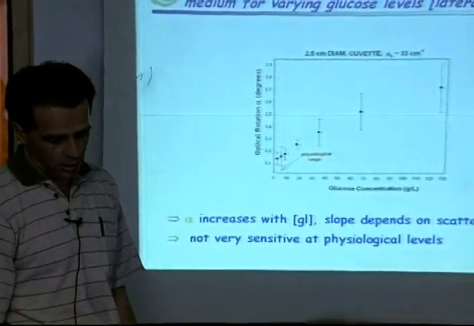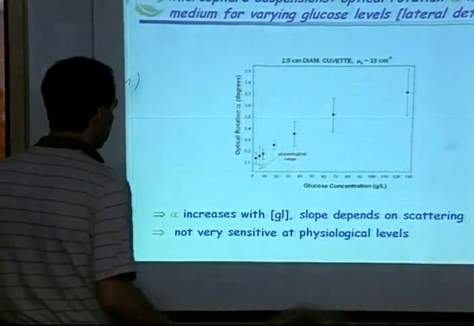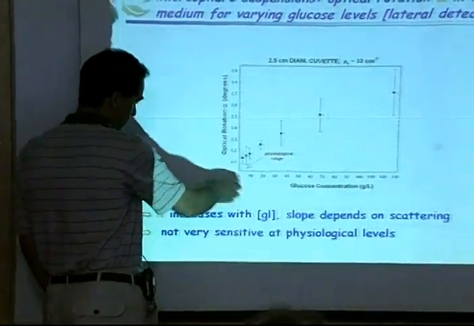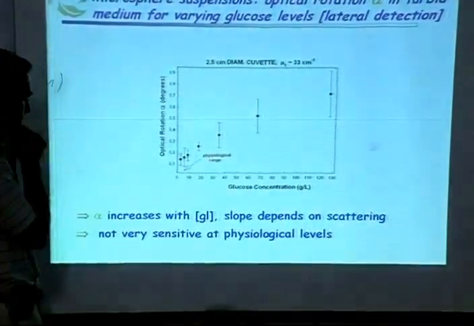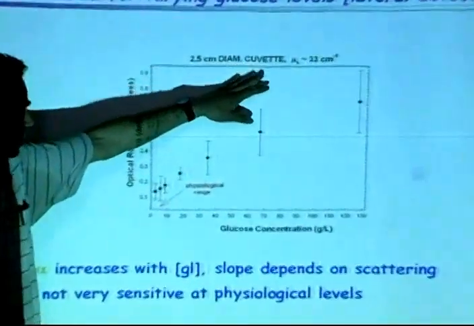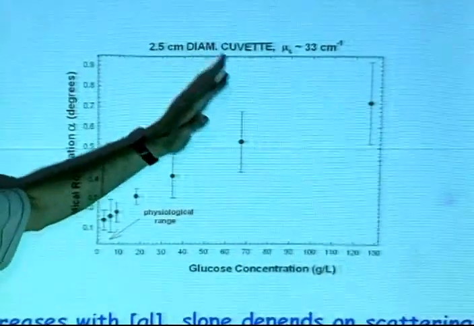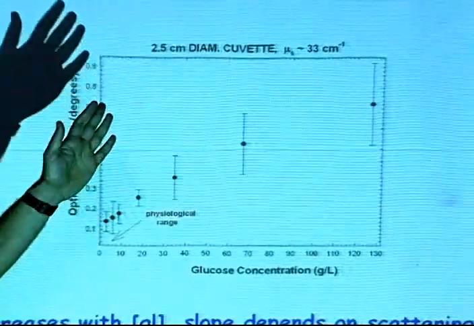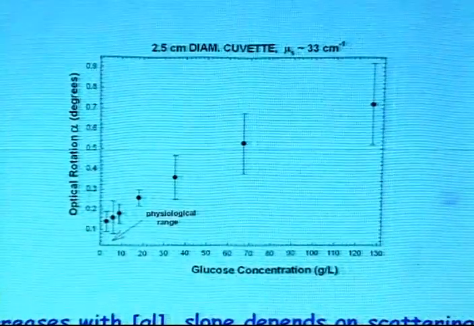And this is the slide I was showing you before. This is the physiological range here. This is optical activity, or optical rotation, as a function of glucose concentration. And the slope of this line very much depends on the scattering properties of the tissue. That's to be expected.